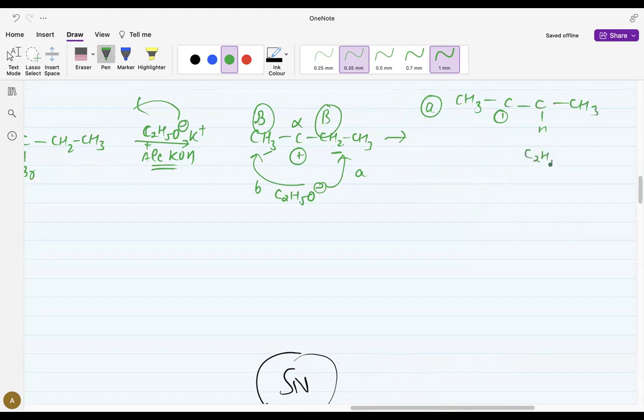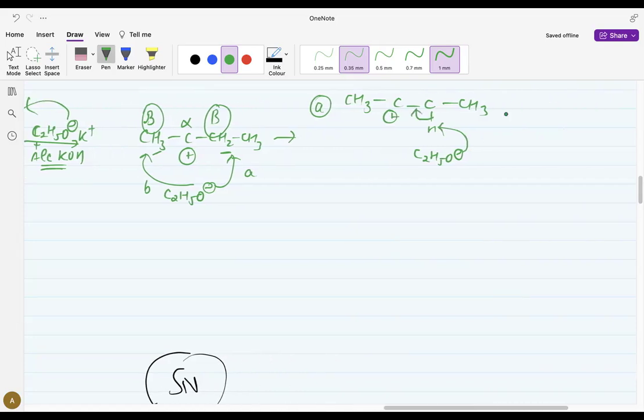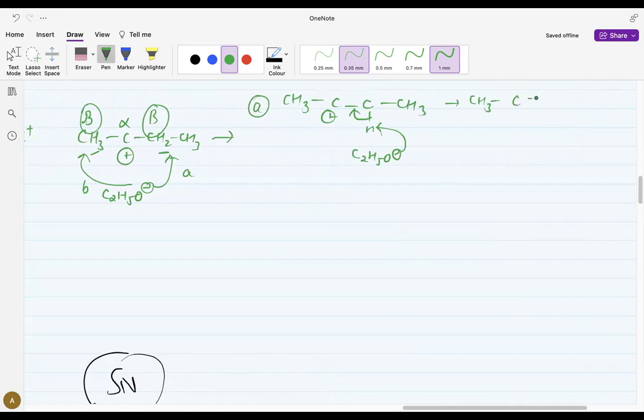Let's say we have C2H5O minus. It has taken hydrogen from here. So these electrons will shift to this side and will make a double bond on this side. Okay, and we'll make this alkene as product.